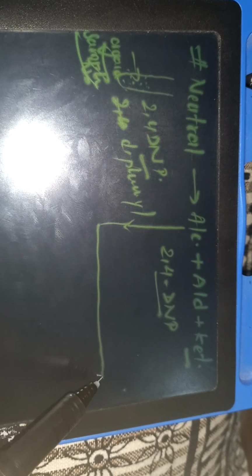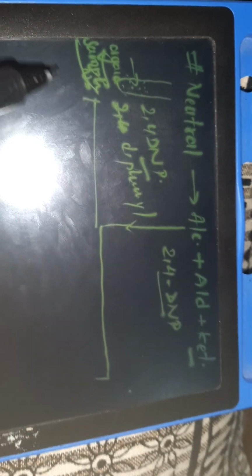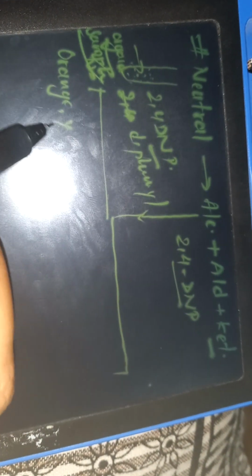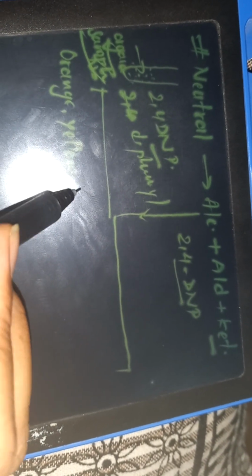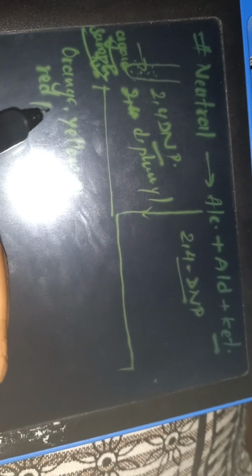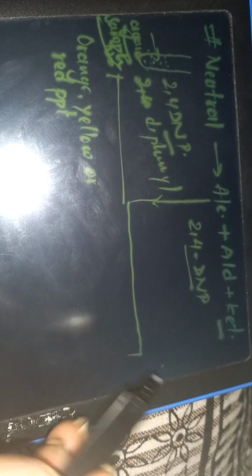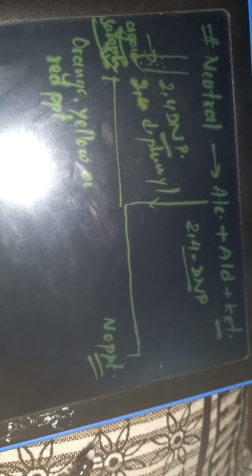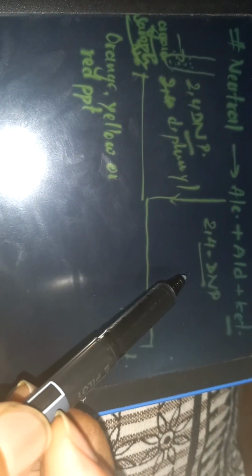then there will be two chances. One is an orange, yellow or red precipitate, and another chance is no precipitate. There will be no formation of precipitate. So if you add 2,4-DNP, there is either an orange, yellow or red precipitate, or no precipitate.